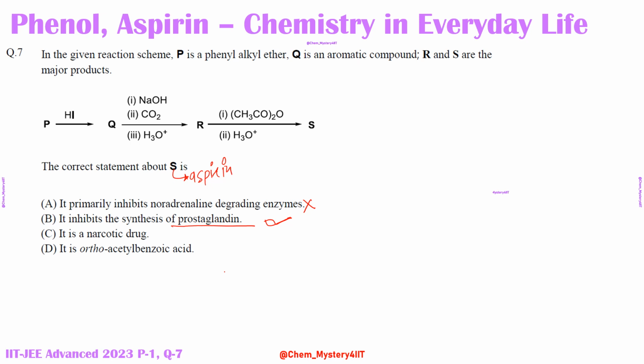Is it a narcotic drug? We have seen it is not. We have seen that narcotics are morphine, heroin, codeine, etc. Aspirin is not a narcotic one, and it is ortho-acetoxy benzoic acid. It is not ortho-acetyl benzoic acid; rather than acetyl, it is acetoxy. Ortho-acetyl benzoic acid would look like this: here we have COCH3, as we talked about earlier, and this is COOH. This is the meaning of ortho. This is not aspirin.